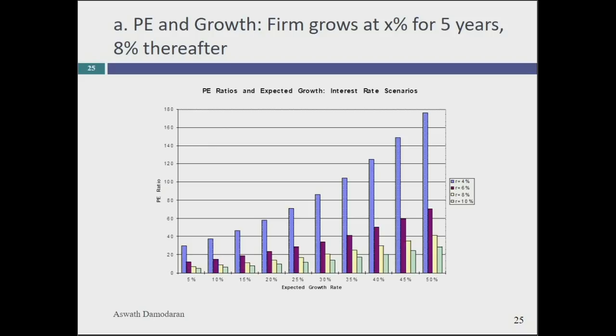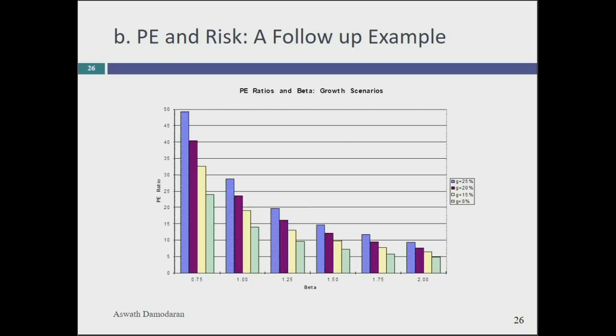Let's try a different one. I used a beta of 1 when I did that, and the PE ratio was 28.75. I said, what if the beta were high? What if this were a riskier company? No surprises here. Holding all else constant, as I increase risk, the PE ratio goes down. So for any given growth rate, the higher the risk of a company, the lower the PE ratio.